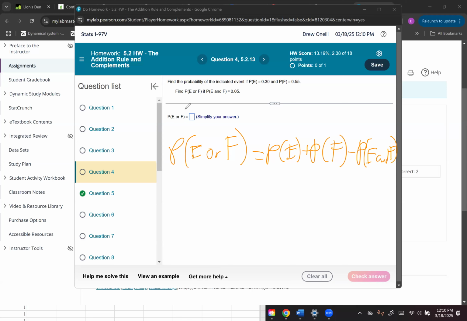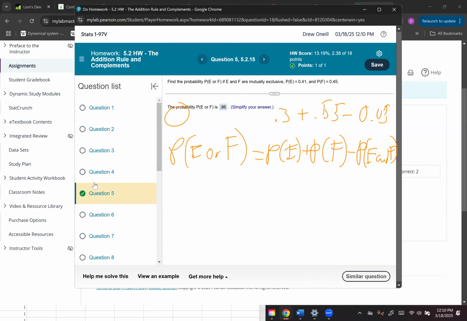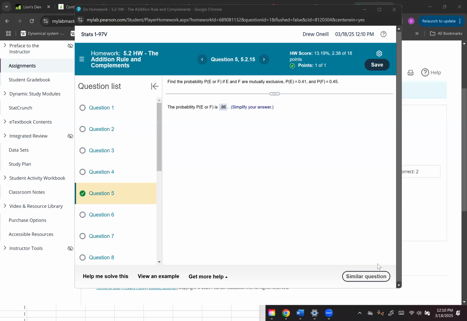And so we're asked to calculate this, so we have to do probability of E, which is 0.3, plus probability of F, which is 0.55, minus their intersection, which is 0.05, and then that gives you the answer. Okay. Pretty quick one. And this, like I said, I hope this is a really fast video because I know you guys like them to be a little bit shorter. This one, since they're mutually exclusive, we just add the probabilities together.